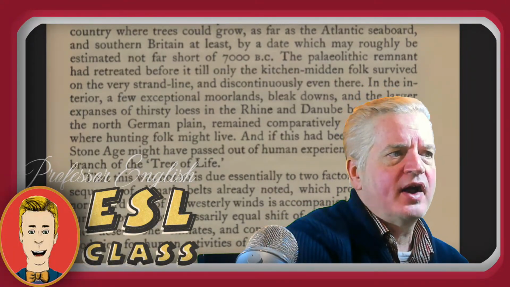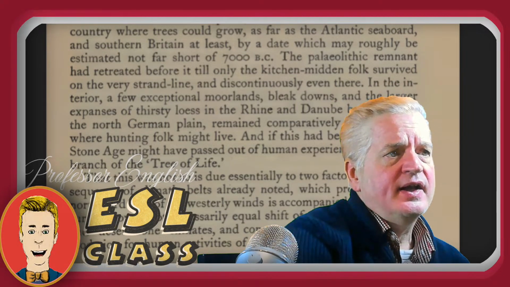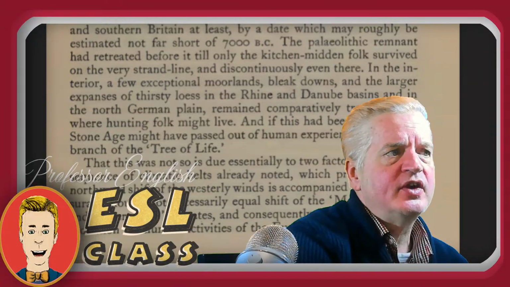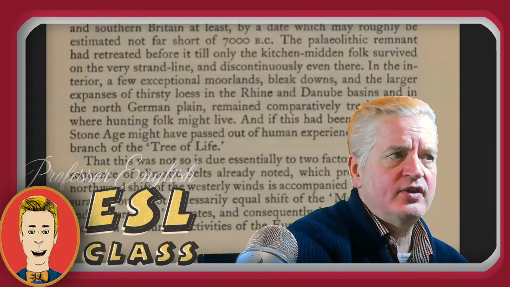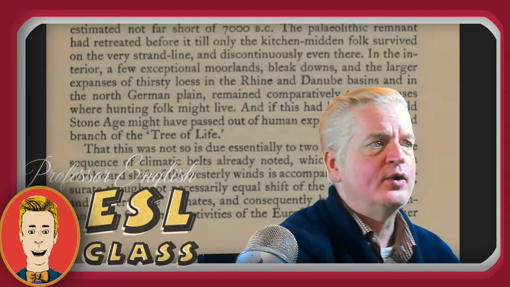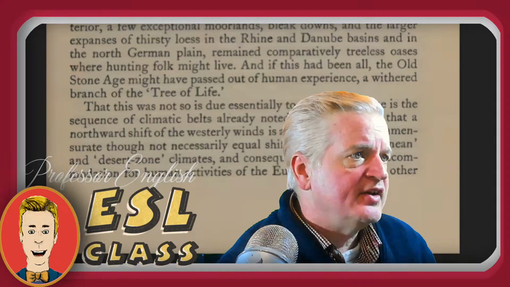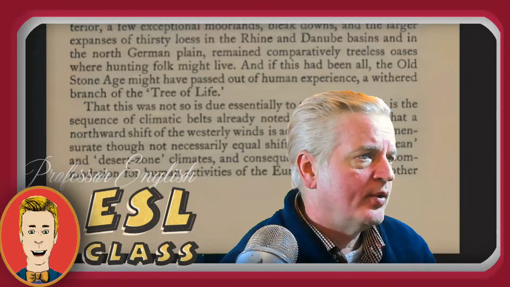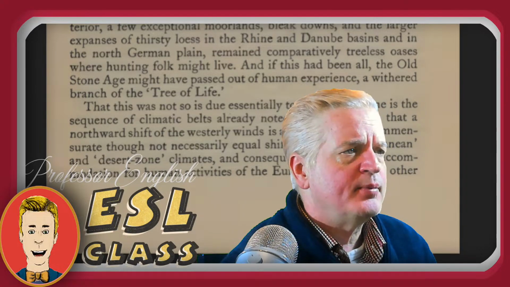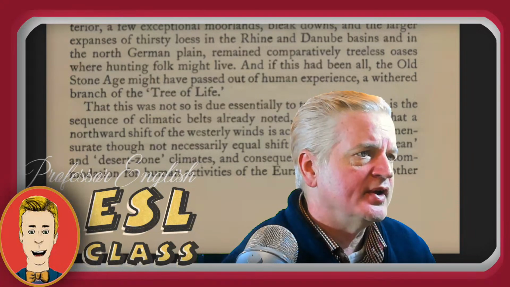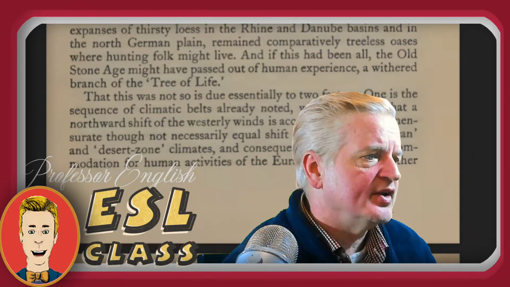On the very strand line, and discontinuously even there, in the interior, a few exceptional moorlands, bleak downs, and larger expanses of thirsty loess in the Rhine and Danube basins and in the North German plain, remained comparatively treeless oases where hunting folk might live. And if this had been all, the Old World Stone Age might have passed out of human experience, a withered branch of the tree of life.